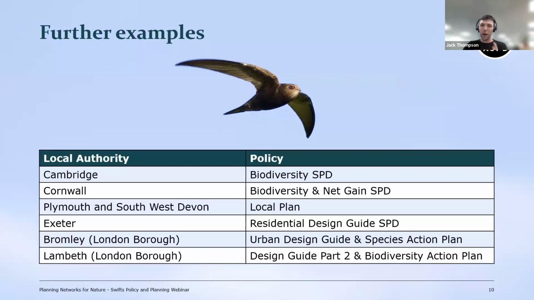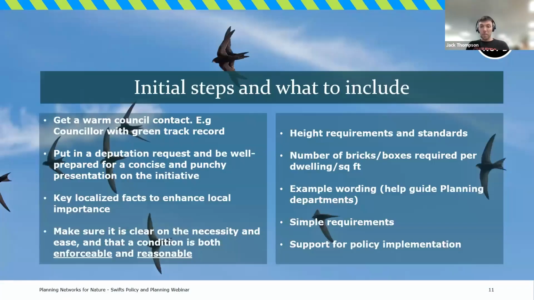It also shows the variability in the avenues groups have gone down in order to secure policy for Swiftbrick provision, from biodiversity supplementary planning documents, also known as SPDs, to design guides and biodiversity or species action plans. However, there is consistency in the wording and lots of useful materials available online to help support anyone wishing to progress with brick conditions.